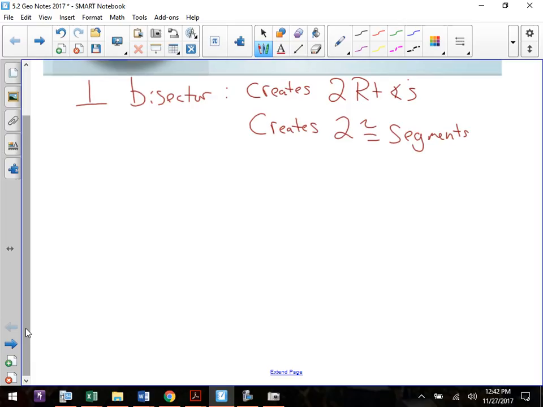if I take segment AB and I say that segment CD is perpendicular to it, is a perpendicular bisector, excuse me. So if I say that segment CD is the perpendicular bisector of AB, that means we know that we have the two right angles that are created, and we also know that AD and BD have to be the same.